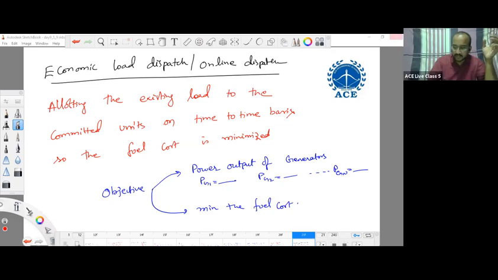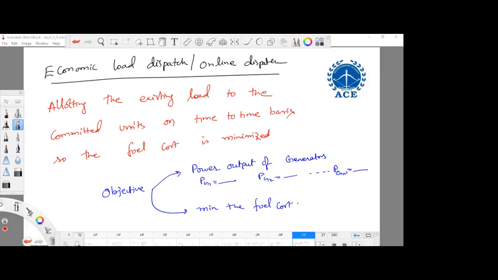That is not a single point. All the generators are working together to meet the load requirement. Previously, if there are isolated generators, you cannot meet the load requirement. But if all the generators are interconnected, that is forming a grid.